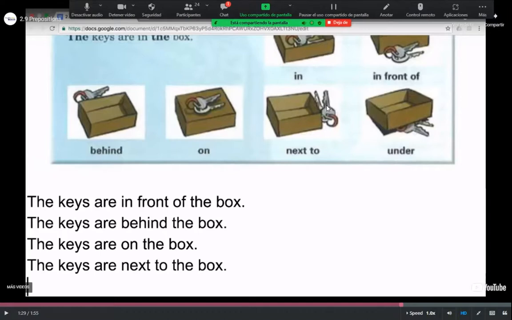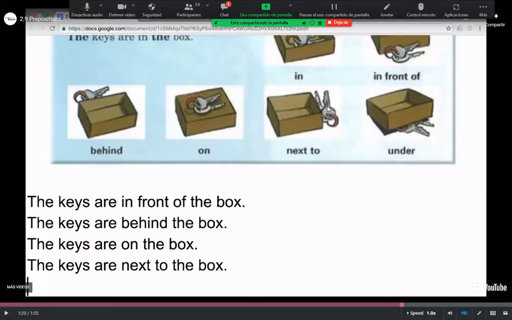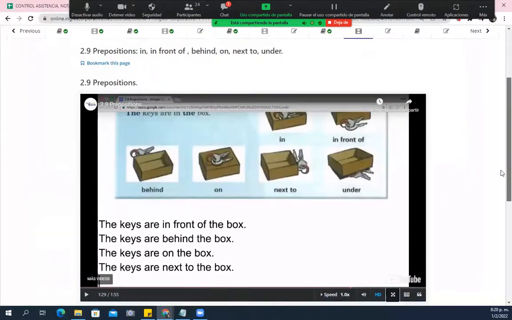In front of. Okay. A veces confundimos el in con el on, okay? Hay diferencia. In es adentro, right? Dentro de algo. On es sobre algo, encima de algo. Sobre. Yeah? Okay. Be careful with that. Any questions so far? So far, so good.